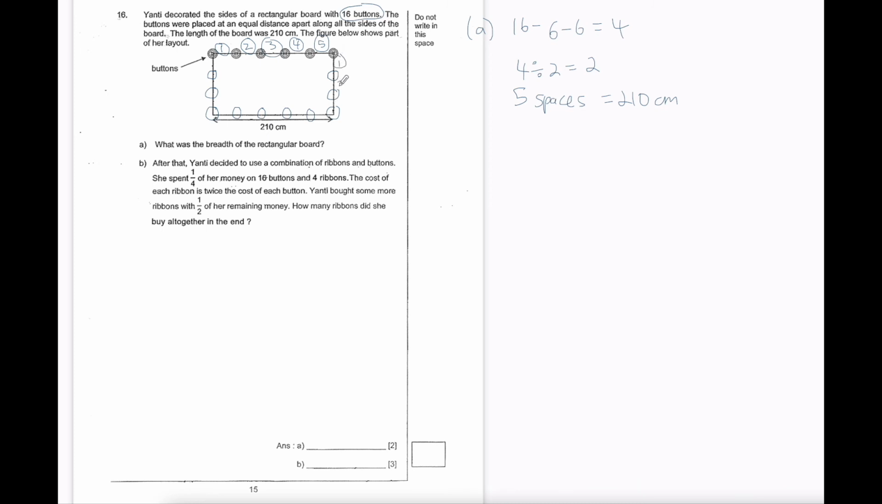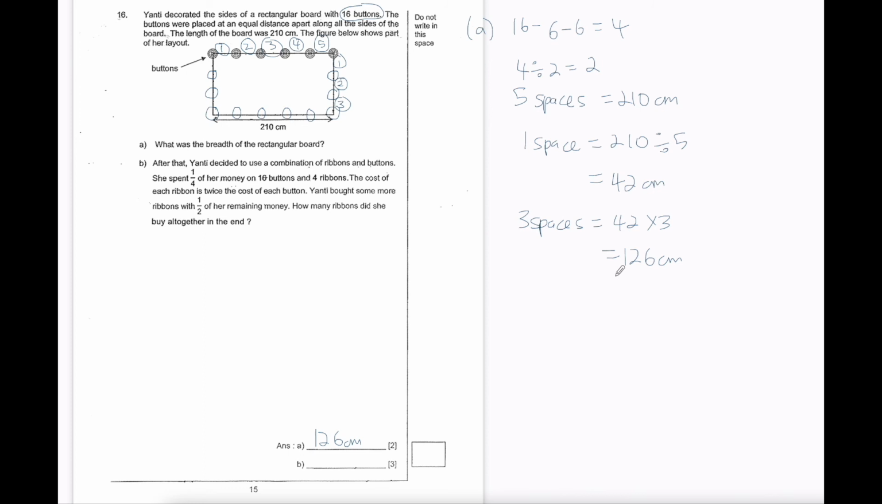I'm going to write it out. So let's find out what is 1 space first. 1 space is 210 divided by 5. I'm going to get 42 cm. Let's find out 3 spaces. 3 spaces is just 42 times 3. We're going to get 126 cm. And there we get 2 points, 2 marks. Okay, so our breadth is just 126 cm. Okay, let's move on to the next question.